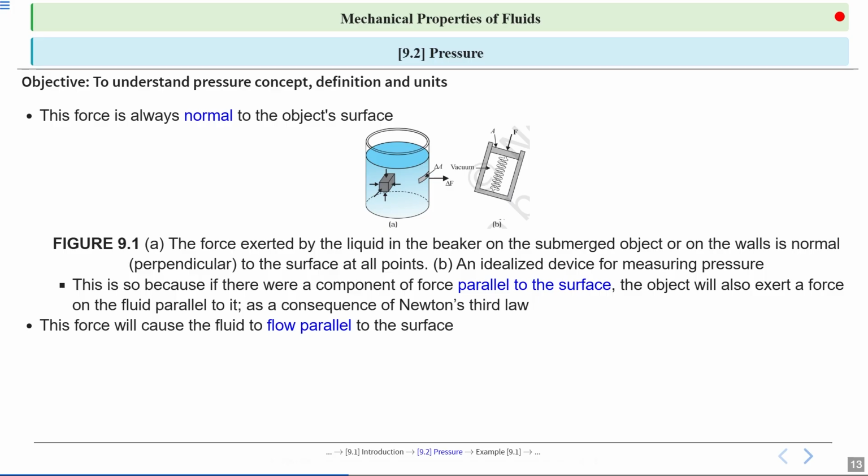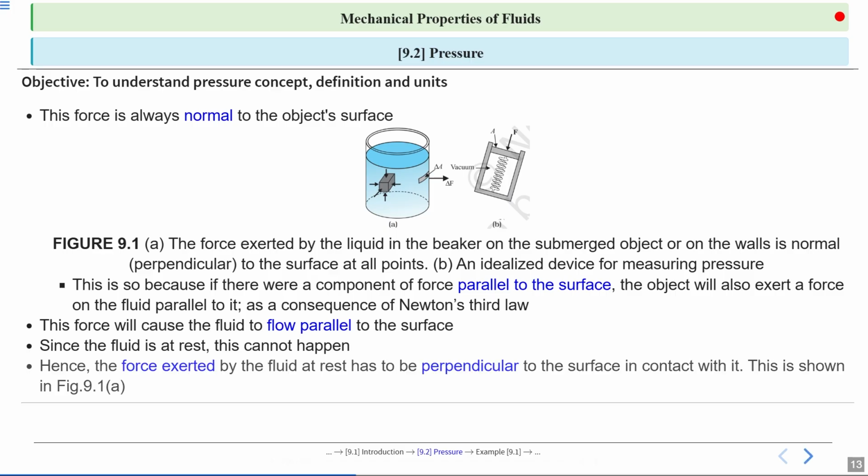This is an important point because it helps us understand why the force must be perpendicular. In a fluid at rest, there can be no parallel flow, reinforcing the idea that pressure acts normal to surfaces. Since the fluid is at rest, parallel flow cannot occur. Therefore, we conclude that the force exerted by a fluid at rest must be perpendicular to the surface it contacts.